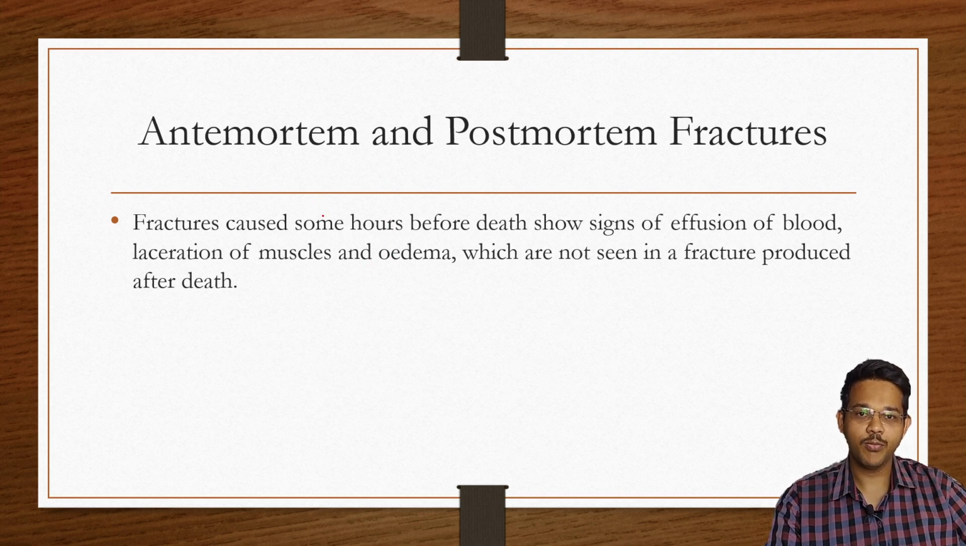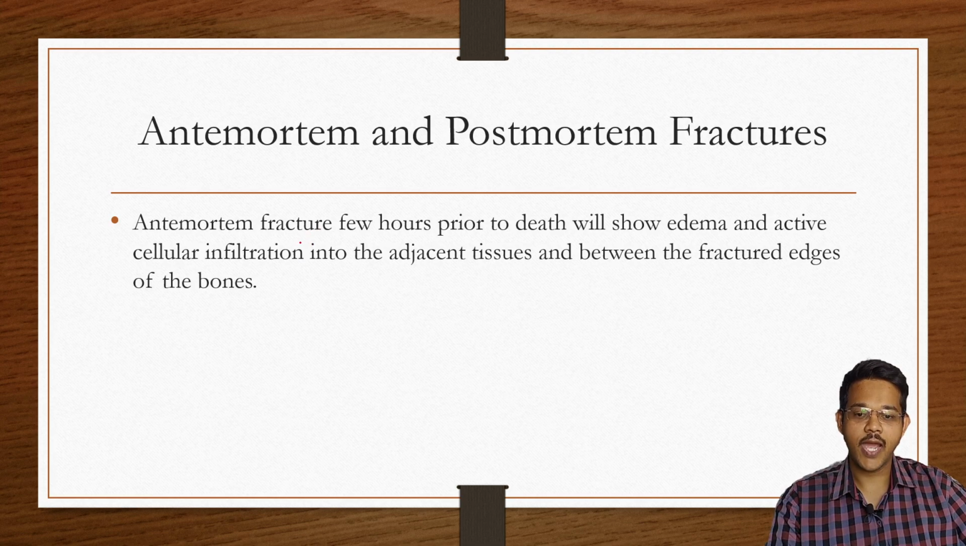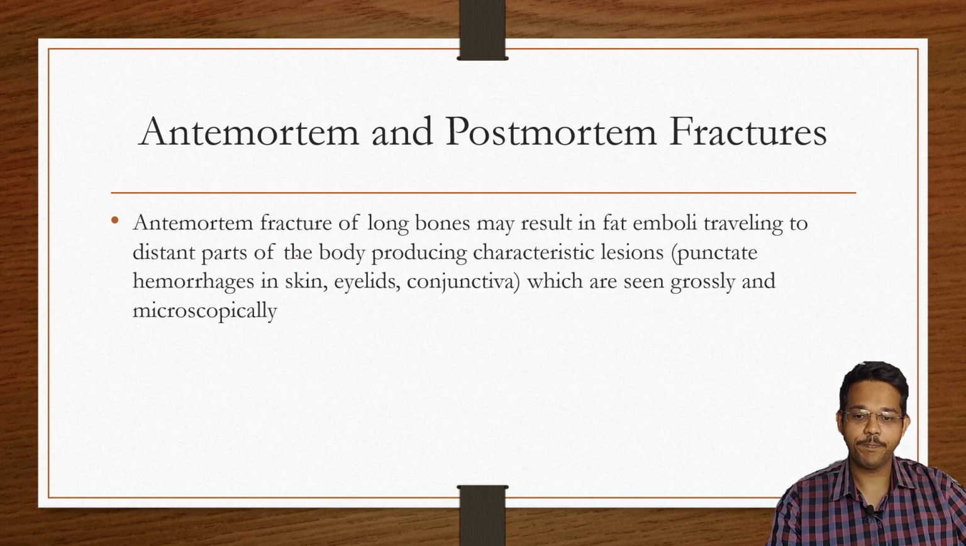Differentiation between antemortem and postmortem fractures. Fractures caused some hours before death show signs of effusion of blood, laceration of muscles, and edema, which are not seen in fractures produced after death. So usually an antemortem fracture has huge effusion of blood, plus there may be some laceration of muscles and edema. Antemortem fractures a few hours prior to death will show edema and active cellular infiltration. So within a few hours of death also, sometimes there may be cellular infiltration into adjacent tissues between the fractured edges of the bone.